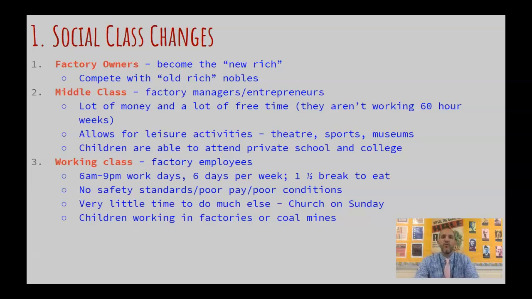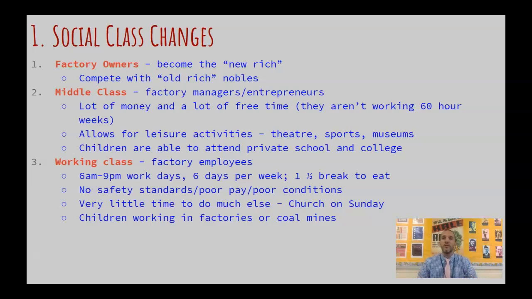But in this case, we're talking about the middle class. These are the factory managers. These are like entrepreneurs, people who are creating stuff, people who are investing in stuff, but not these owners of everything. They're the people who maybe invested a little bit of money, a little bit of capital into factories. Also, this middle class is going to have a lot of money, and they're wealthy. Like they're wealthy.